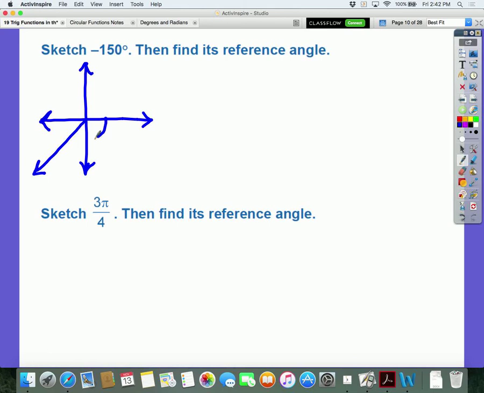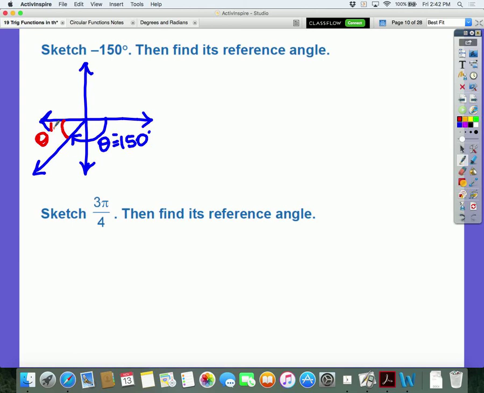clockwise. Okay? So this will be theta, negative 150 degrees. That one's still just theta. Your reference angle is theta prime. Your reference angle, theta prime, would be the one that's located in between the x-axis and that particular angle. So this right here would be your reference angle.